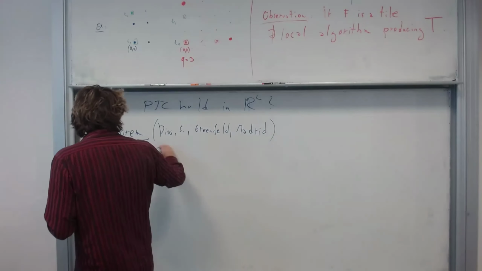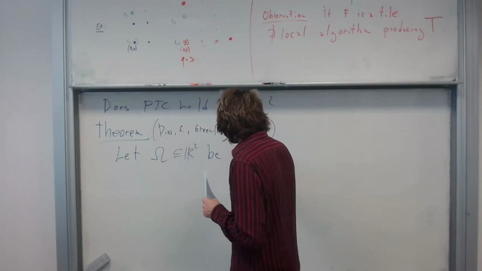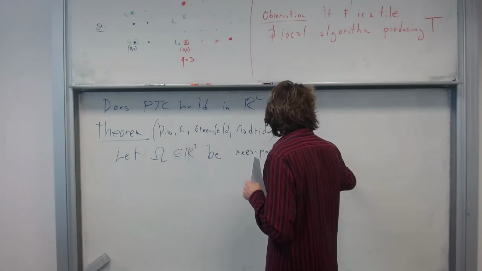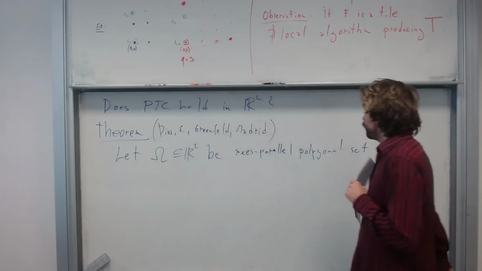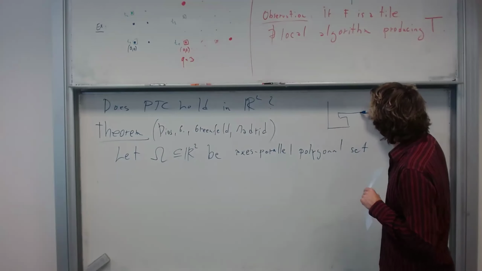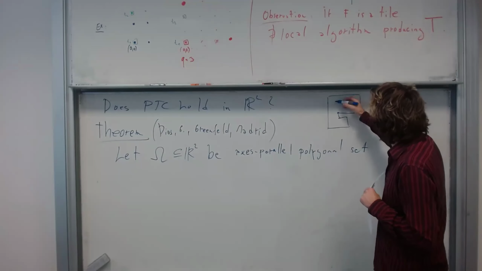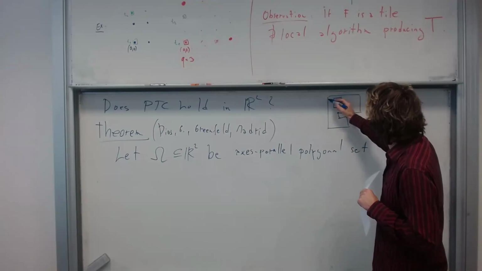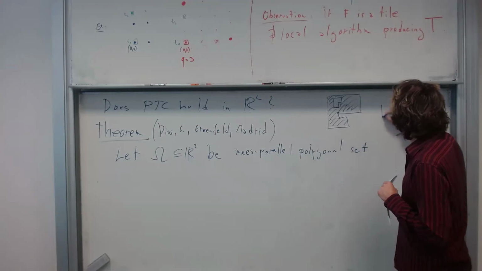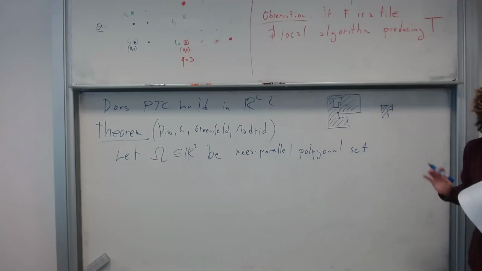So omega, which is a subset of R^2, and now an axis parallel polygonal set. It looks something like this. There is no restriction on these vertices. They can be irrational, and it can also have holes. So this is, for example, a set, and it can also be disconnected. Maybe the set looks like this, so a union of these things is the set.